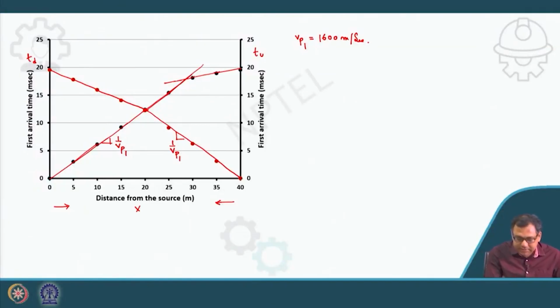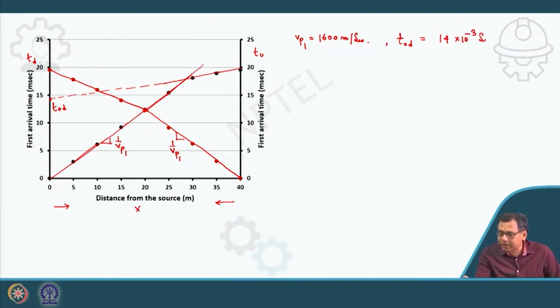Now if I extend this line, it will cut here. So this is my T0D, and T0D is coming out to be 14 millisecond, that is 14 into 10 to the power minus 3 second. That I will get from this curve.